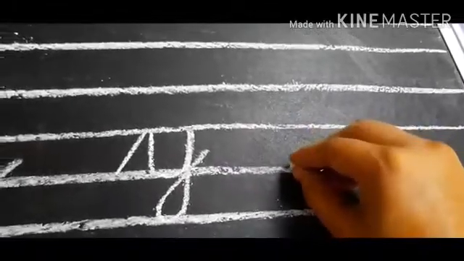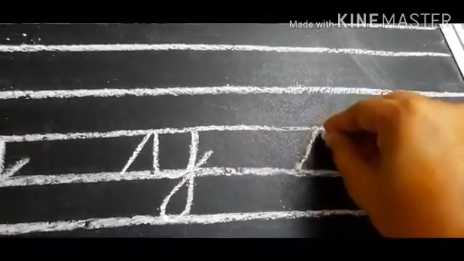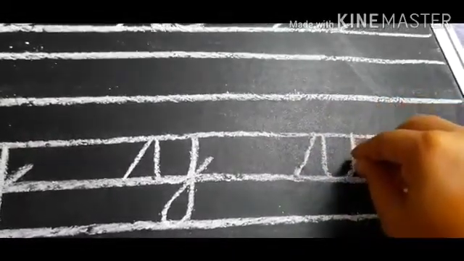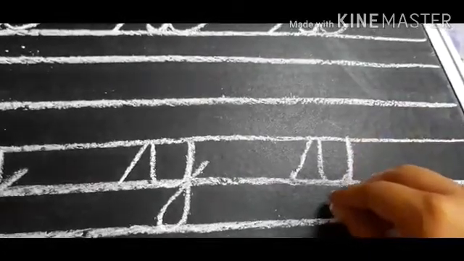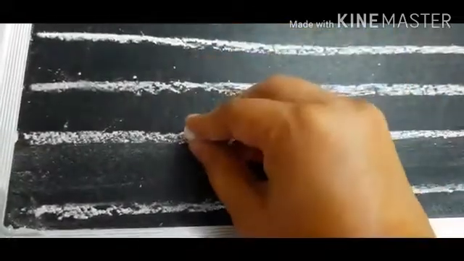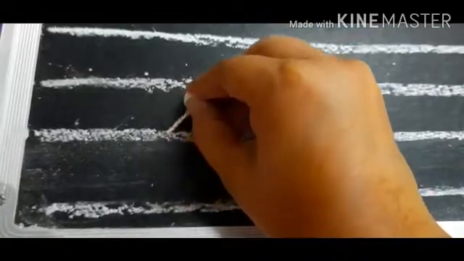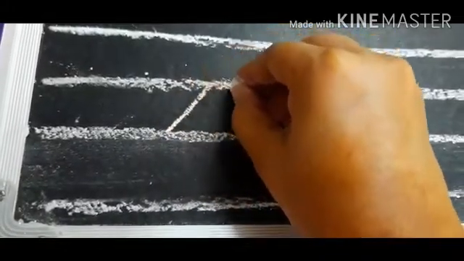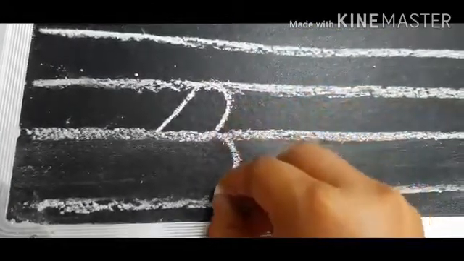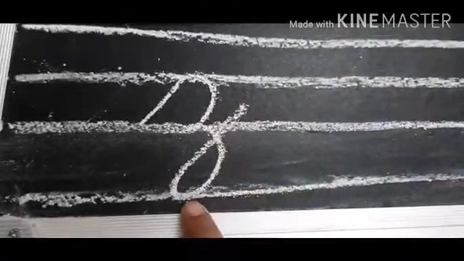From the third line, go slant, take a turn, come down, make a curve, go up to the second line, come down to the fourth line and then take a turn. Cursive Y. To make cursive Z, we will begin from our third line. First, second and third. From the third line, we will go slant, touch the second line, make a half curve like this, then again make a half curve touching the fourth line, and then take a turn. What is this? This is cursive Z.